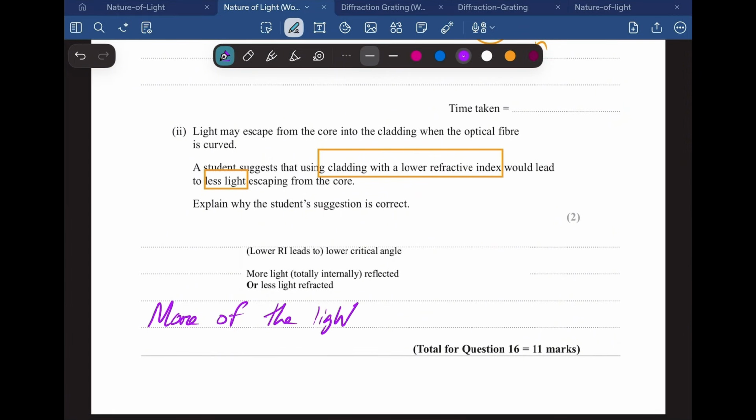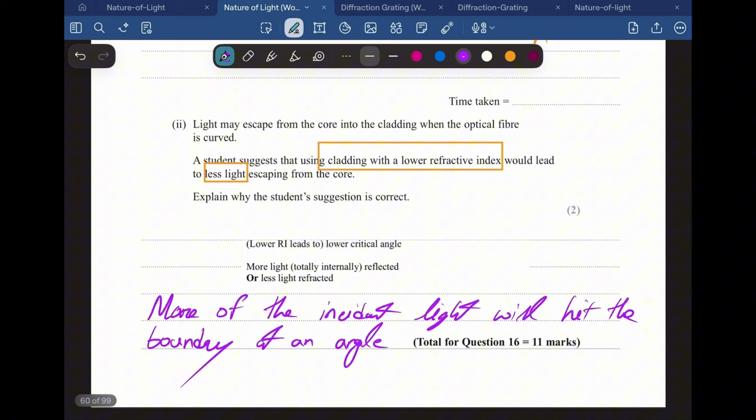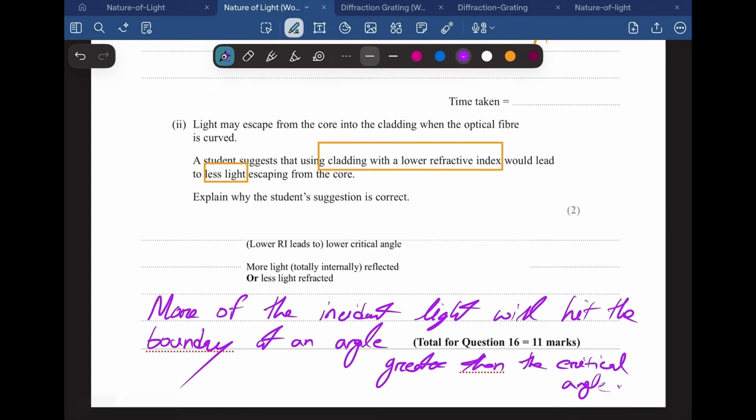More of the incident light will lead to total internal reflection and less light escaping from the core, because less light will be refracted from the core into the cladding. Okay, hopefully you guys have understood it completely.